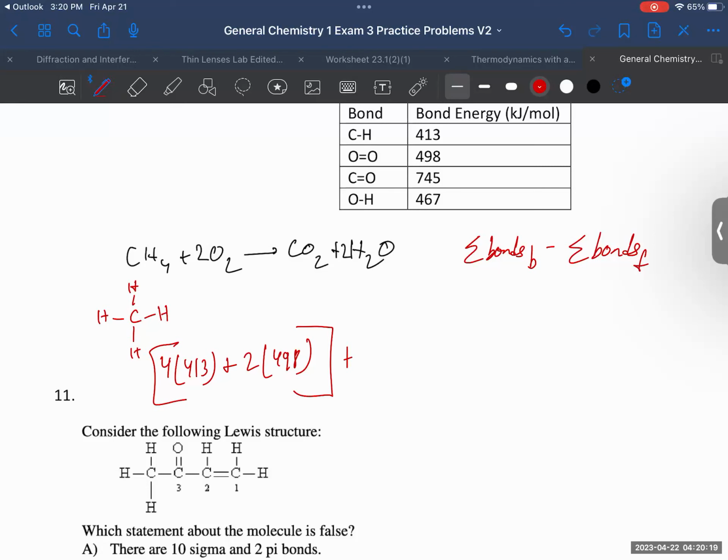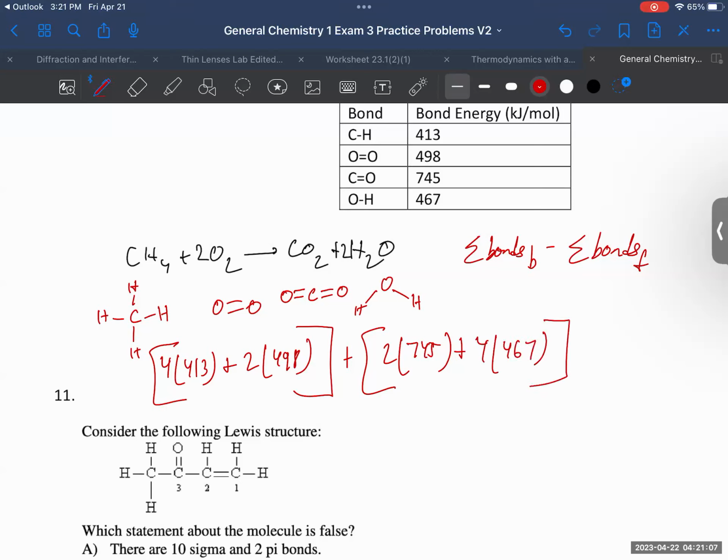Now, what about our bonds formed? How many C double bond O's do we have? Just 2. Remember, carbon dioxide has two double bonds. So yeah, the answer is two. I was messing with y'all. 2 × 745 plus what about our oxygen hydrogen bonds? Because there's two water molecules, there's two in each, so there's four. So 4 × 467. Now subtracted, not added. Yeah. Subtraction.